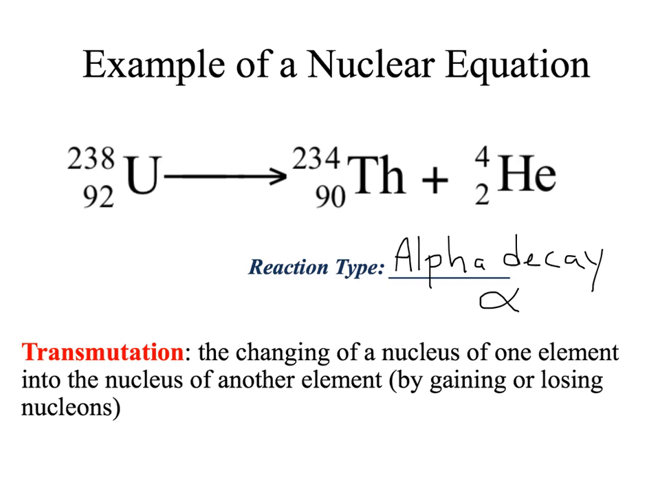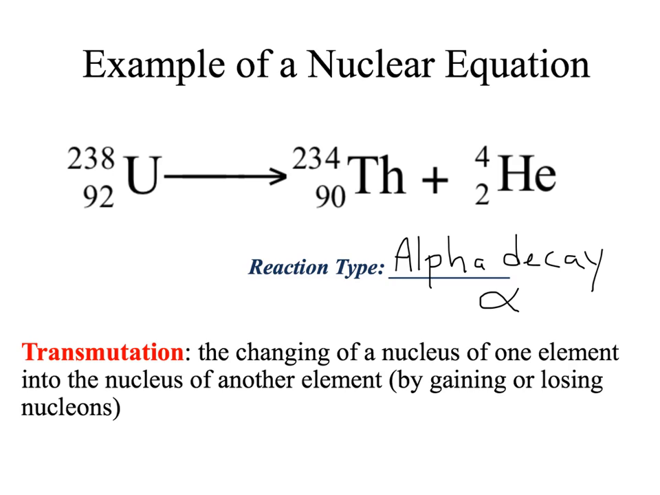Another term for this type of reaction, we can classify this reaction as a transmutation reaction. Here we have a uranium nucleus being converted into a thorium nucleus. So we've changed the identity of the element. And whenever this happens in a reaction, we call it a transmutation reaction. And that happens because the nucleus is either gaining or losing protons or neutrons. So you should be familiar with this term so you can identify for a given reaction if transmutation is taking place or not.